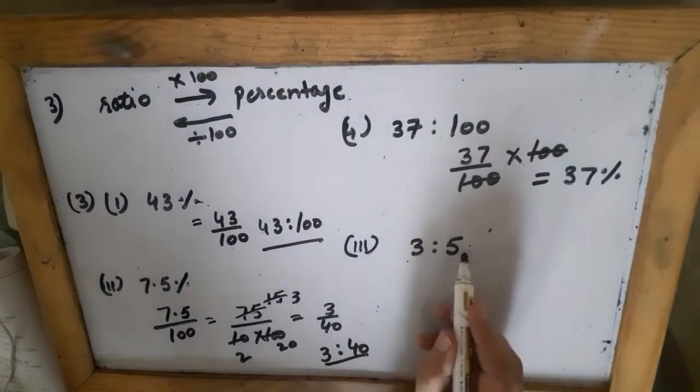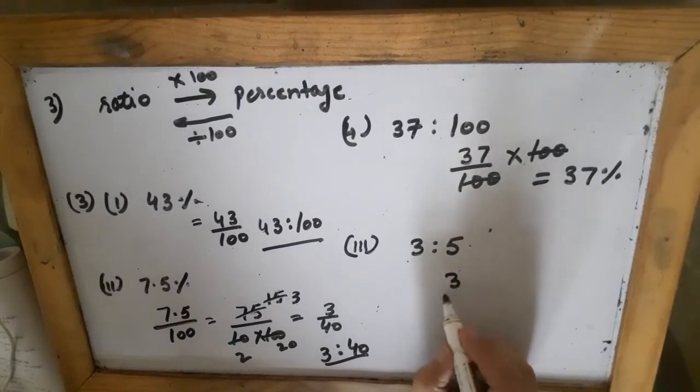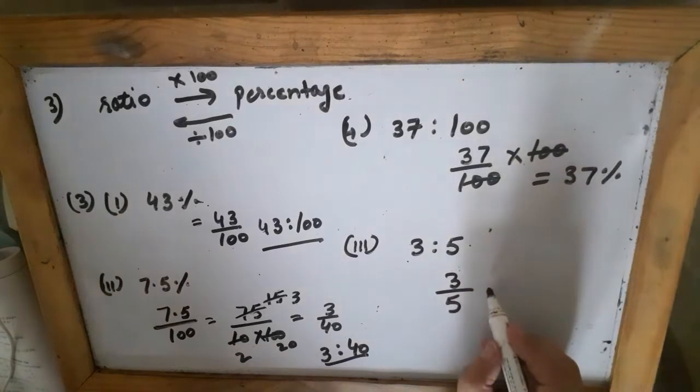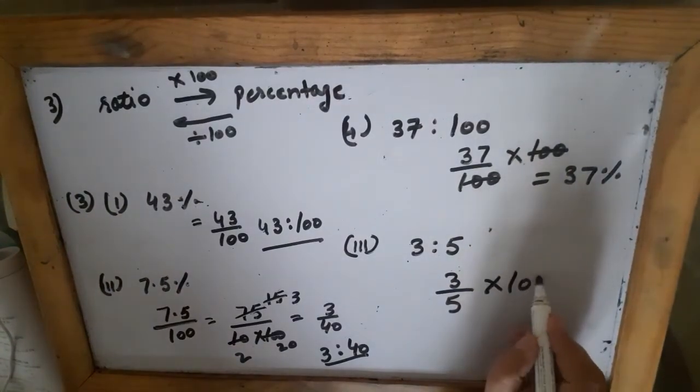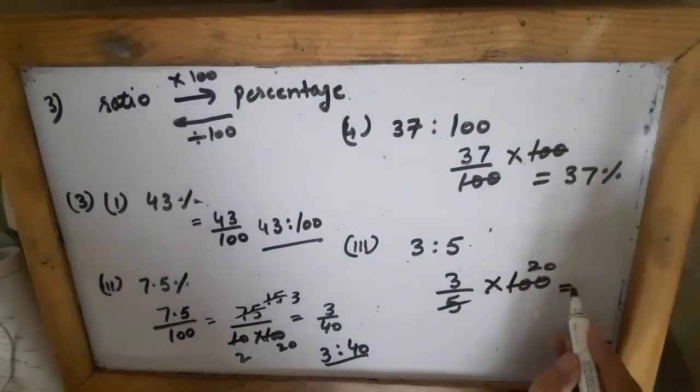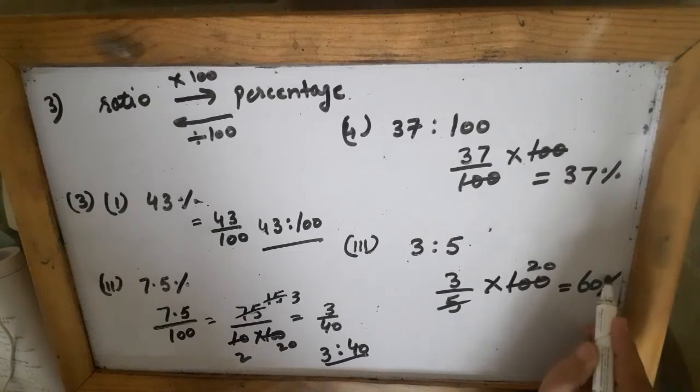Okay, now 3 is to 5. 3 is to 5 I can also write as 3 upon 5. This ratio I can also write in division form, 3 is to 5, so this becomes a fraction. To convert this into a percentage, multiply by 100. 5 2s are 10, so this becomes 60%.